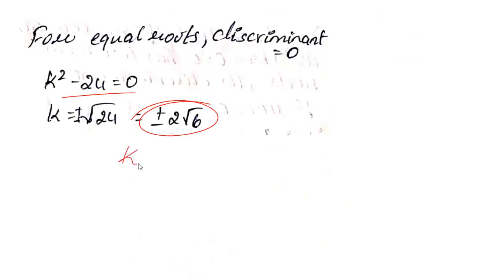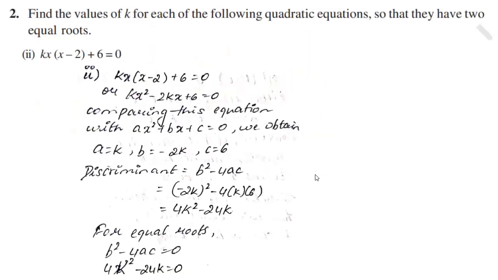So k can be either plus 2 root 6 or minus 2 root 6. Either of the two we might get. Again, you are also to find the value of k. For finding the value of k, this is not in the standard form. You reduce it to the standard form. So this is the required equation.